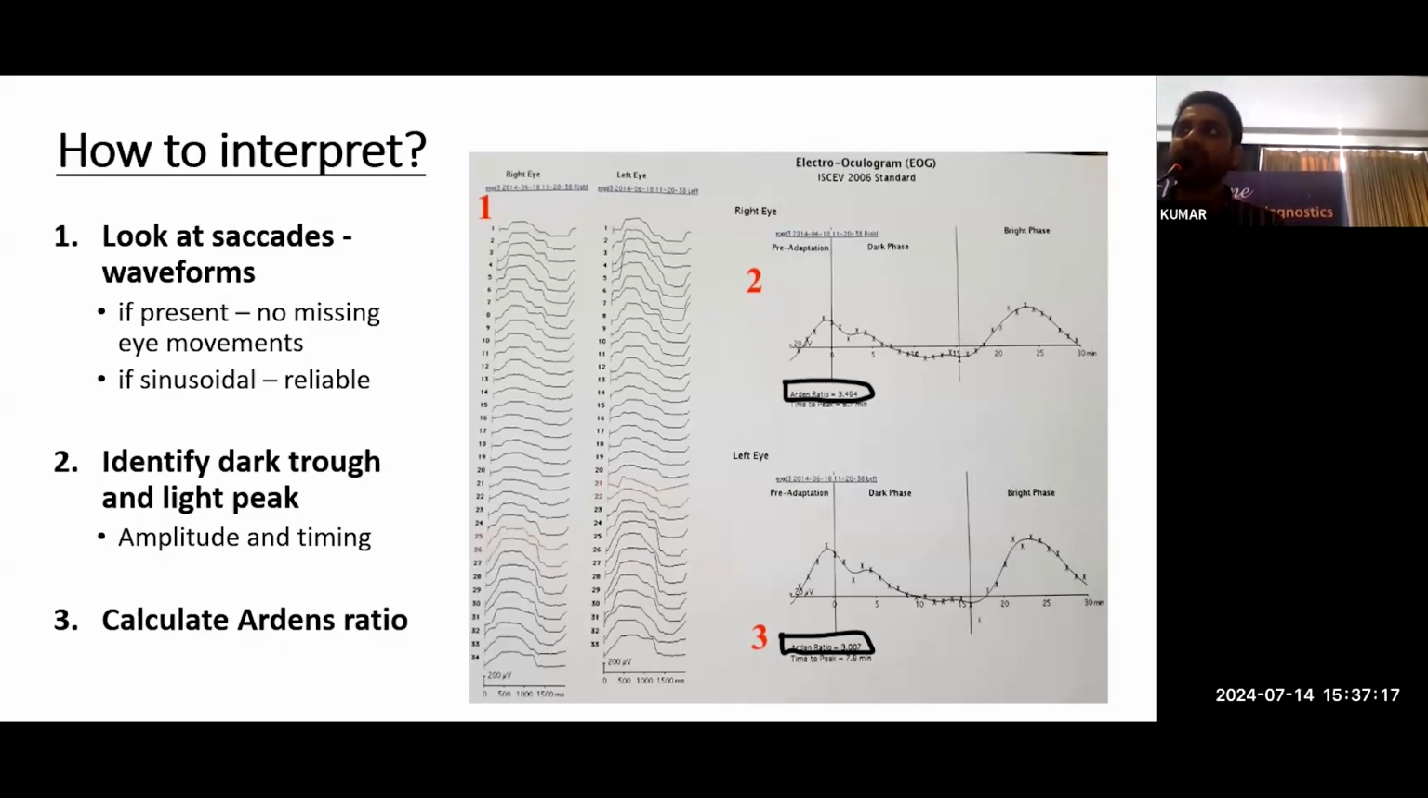Among all these three components, the third part, which is the Arden ratio, already printed on the report, is the most important. If you identify the Arden ratio, and if you know what the normal Arden ratio is, then you will know if the electrooculography is normal or abnormal.